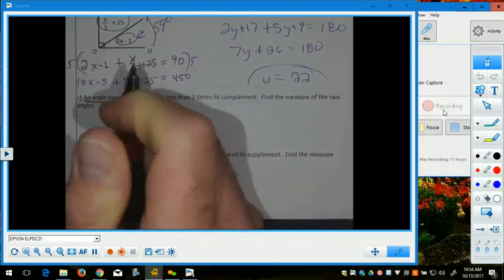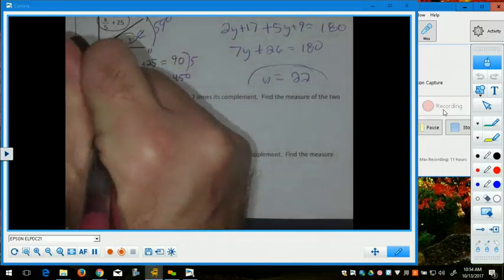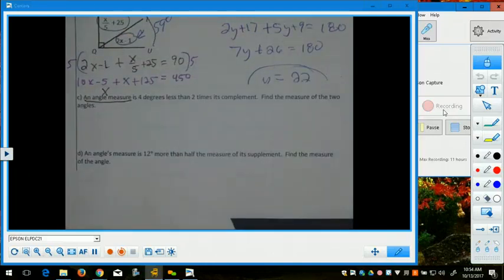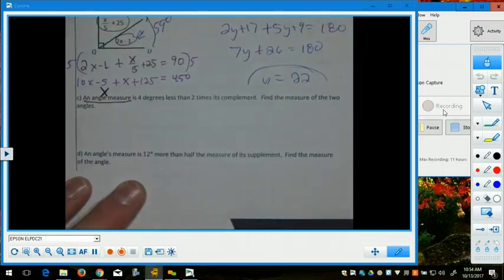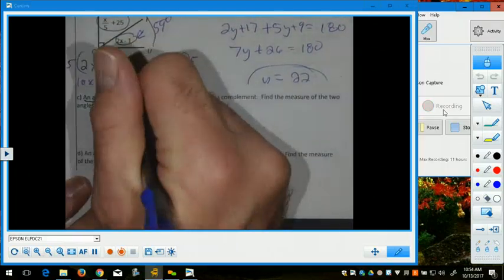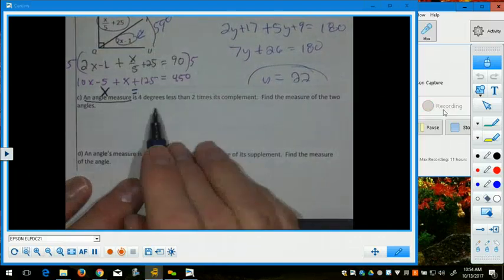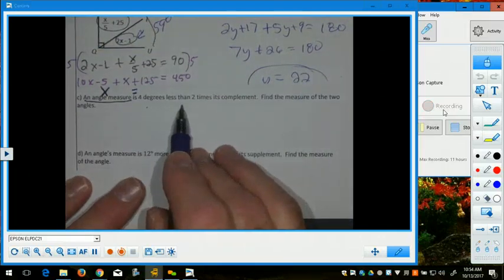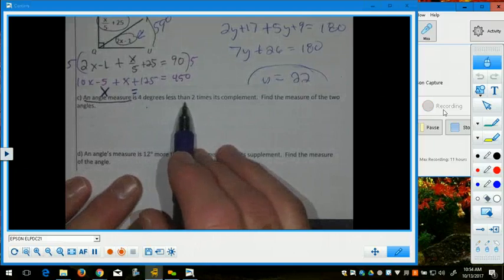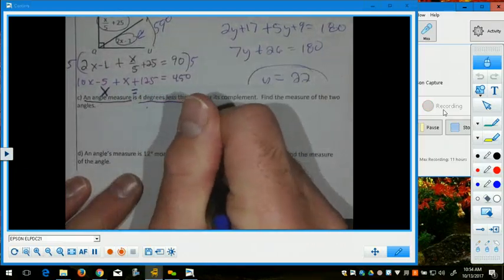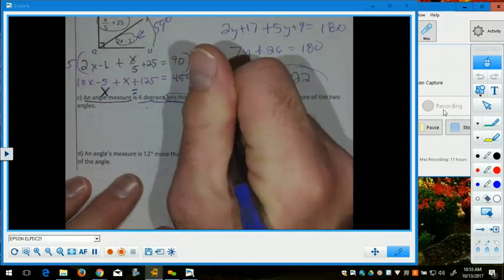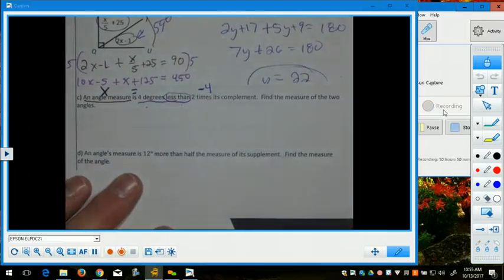An angle measure, which we don't know, so we're going to call it x. So where it says an angle measure, we're going to call that x. What does it mean? Equals. 4 degrees less than. What does that mean? Am I doing 4 minus something or something minus 4? Since it's less than, I'm going to take away 4 from something. I'm not sure what yet. Okay, I'm not going to do 4 minus. I'm going to do minus 4.